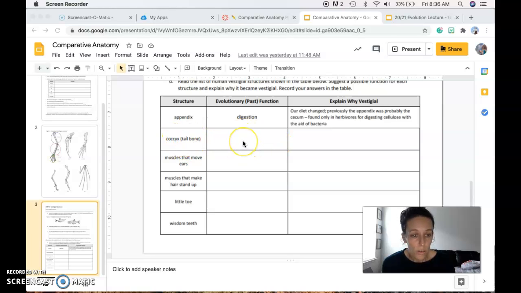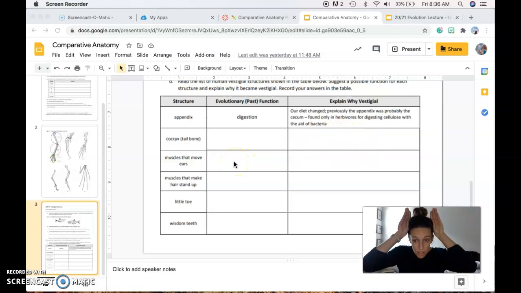For this one, what do you think humans needed a tailbone for at first? What do animals need a tail for? Think about a cat. Cats are really good at balancing, right? So our tailbone could have been used for balance. Why don't we need that anymore?